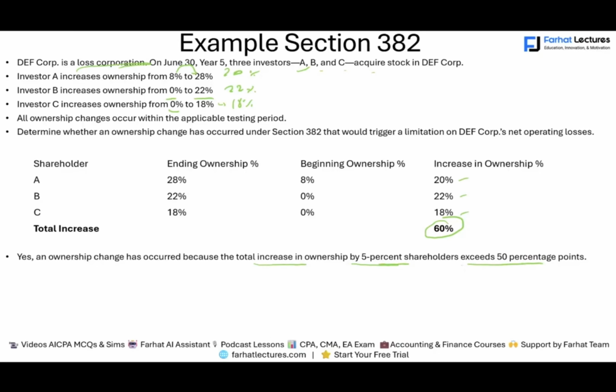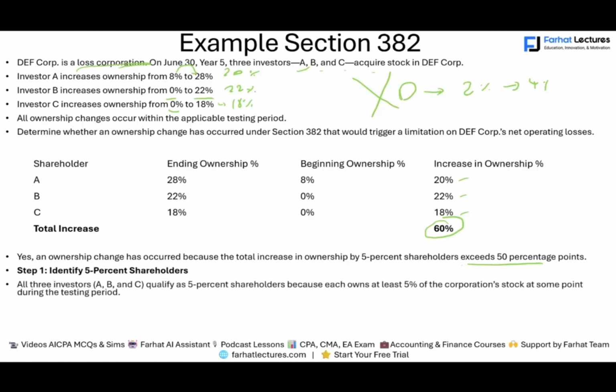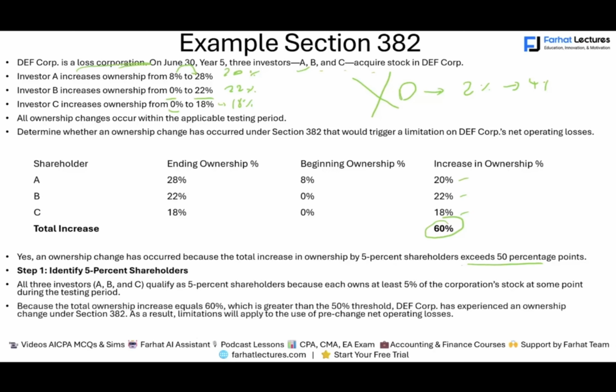Now, let's assume we had an investor D. Investor D had 2% ownership and increased their ownership to 4. We don't count investor D because investor D is not a 5% shareholder. Just so you know what the ownership is. So first identify the 5% shareholders, A, B, and C are. Then we would look at the change, and it's 60%. 60% is greater than 50. DEF has experienced an ownership change under Section 382(g)(1). A limitation would apply to the use of the pre-change NOL.